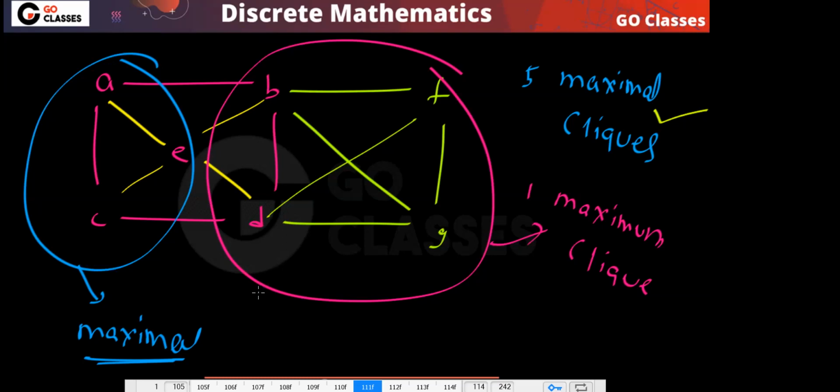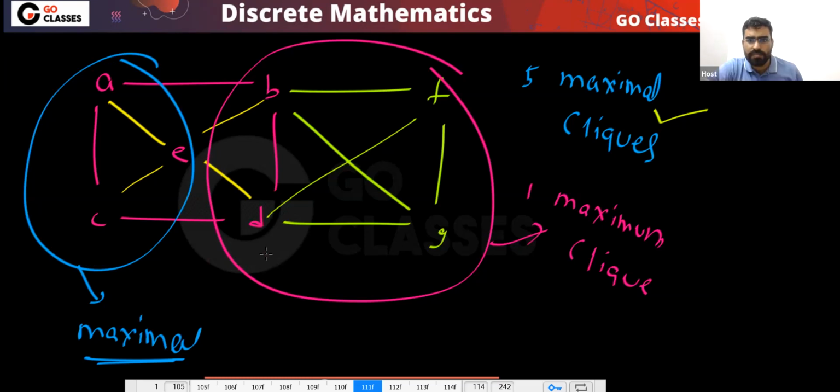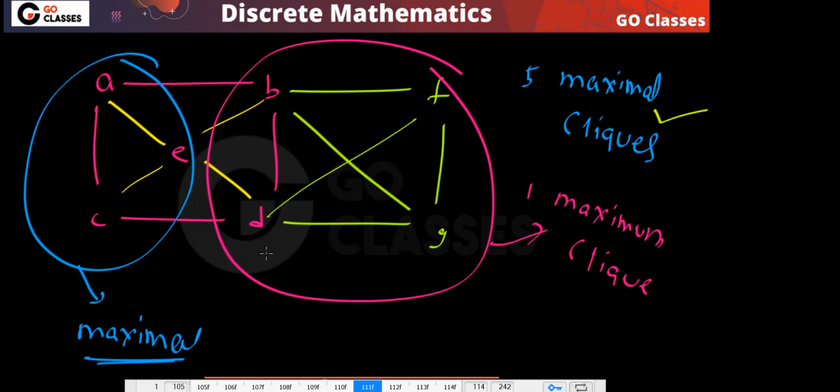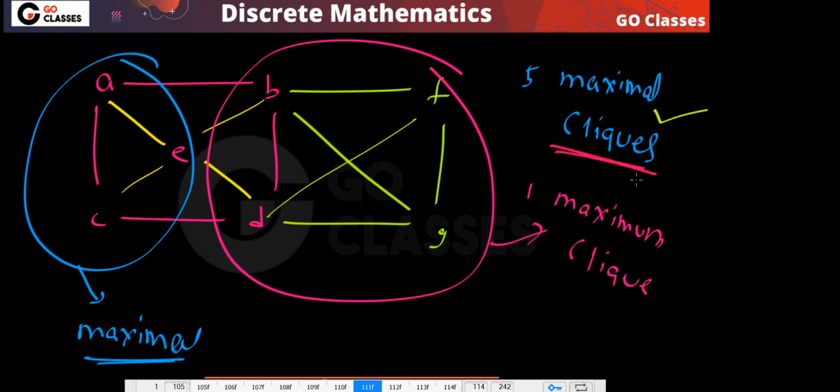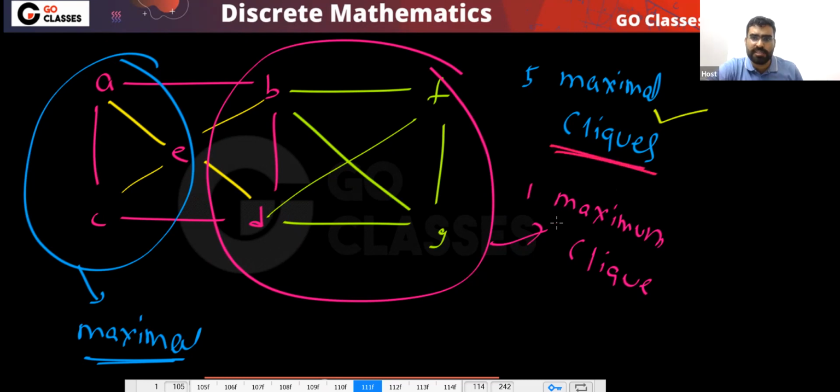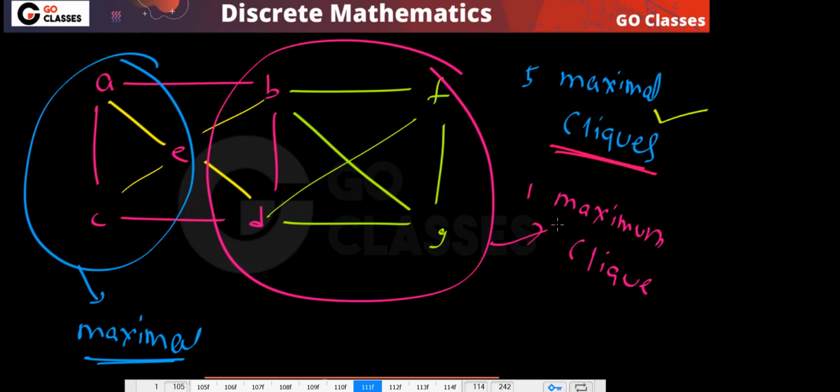Is this clear? In the 5 maximal cliques, which one are we taking? Which edges are we taking? We don't take edges. We take vertices. A clique is a subset of pairwise adjacent vertices. In a clique, we take vertices, not edges.